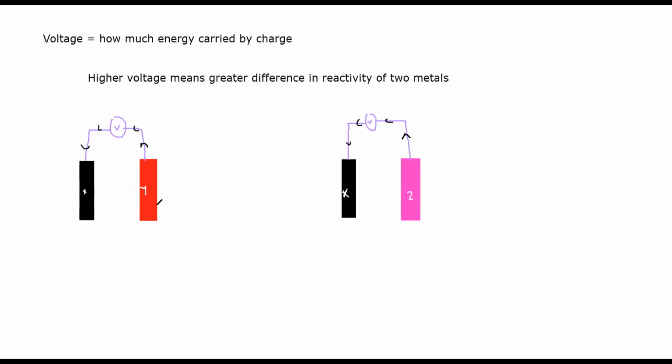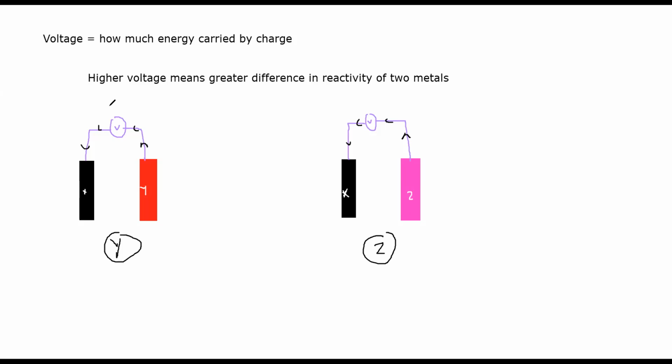Which is more reactive between X and Y? Metal Y is more reactive, so I circle Y. Which is more reactive between X and Z? Z is more reactive. But I cannot set up the reactivity order here. Why? Because I don't know whether Y is above Z or Z is above Y, because there is no comparison in this question between Y and Z.